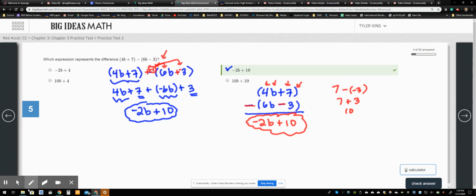My suggestion is just recognize if you have a minus sign in between your two quantities, you're going to take that minus sign and you're going to distribute it through that second one. So you're going to take that negative, it's going to become negative 6b. Take that negative, and negative 3 is going to become a positive 3.